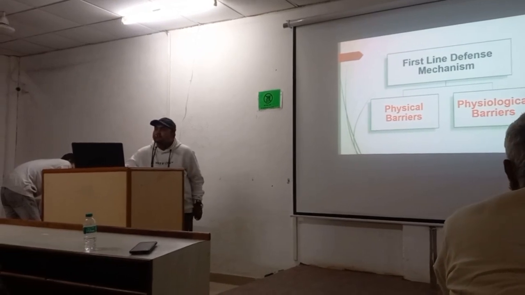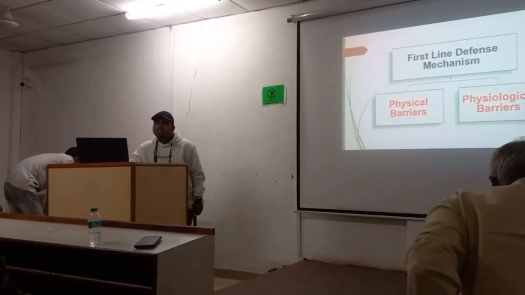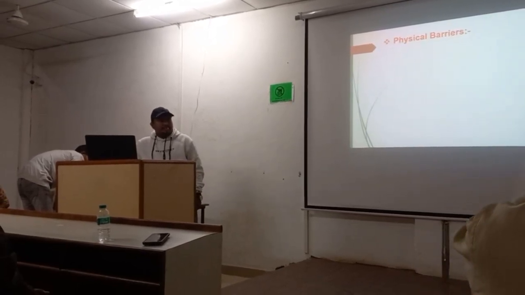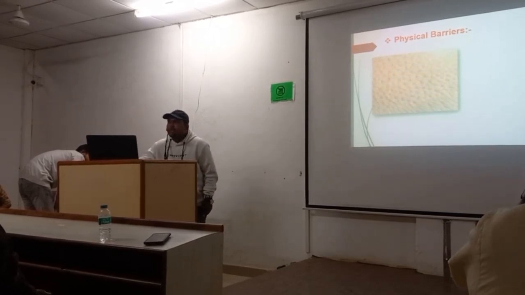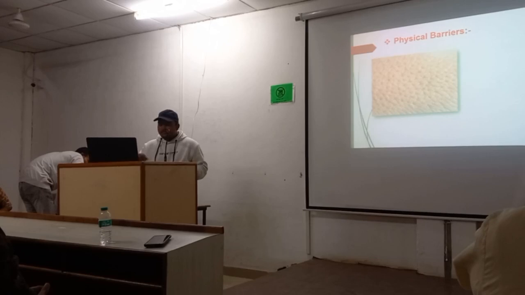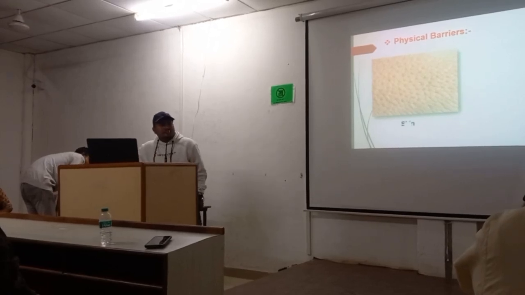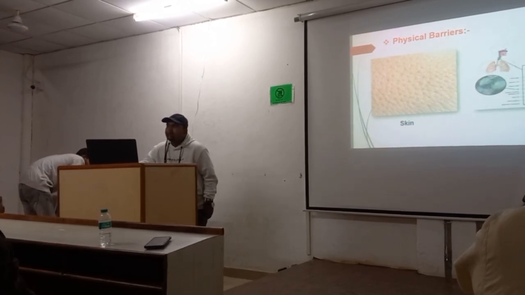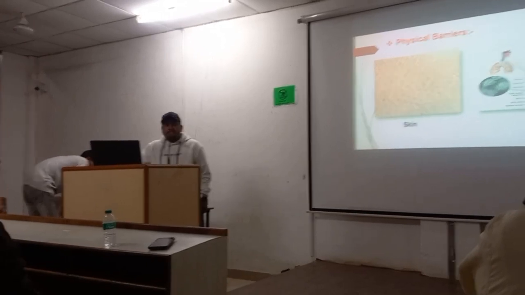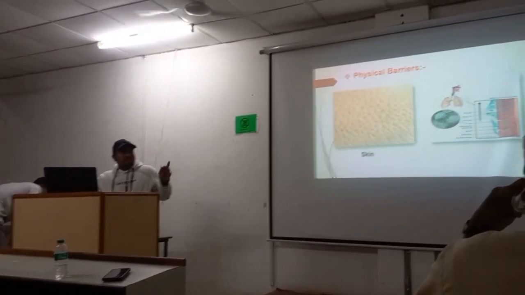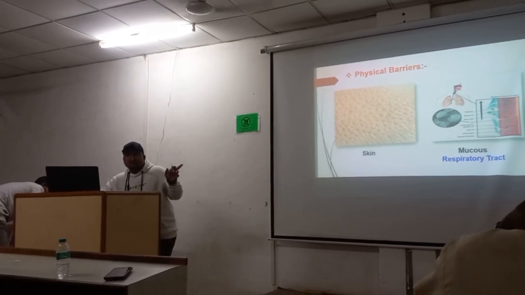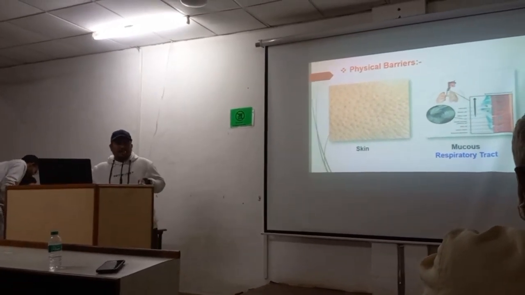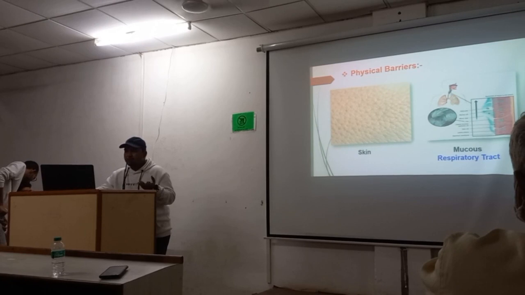The first line defense is further divided into two parts, physical barrier and physiological barrier. Physical barrier contains skin. The upper layer of the skin contains epithelial cells which are tightly bound to each other so that the pathogen could not enter our body directly. Mucus. On the lining of the respiratory tract, mucus cells are present which secrete the mucus. The pathogen gets trapped in the mucus. Along with the mucus cells, cilia are also present which move the phlegm or gummy-like substance in the upward direction so that we can spit it out of our body.